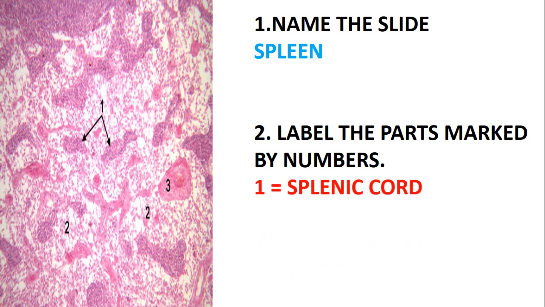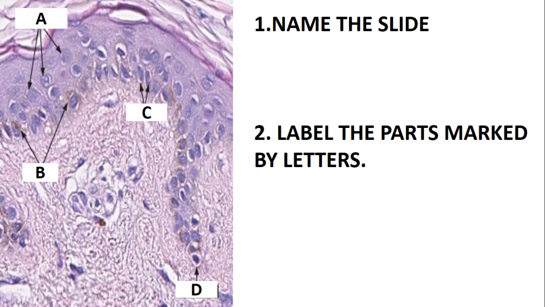Now, label the parts marked by numbers. 1 is simply the splenic cord having the macrophages and also the lymphocytes. Then 2 is the red pulp as a whole. And then 3 are some arterioles, which are part of the blood vessels. Let's quickly move on and look at the next slide.